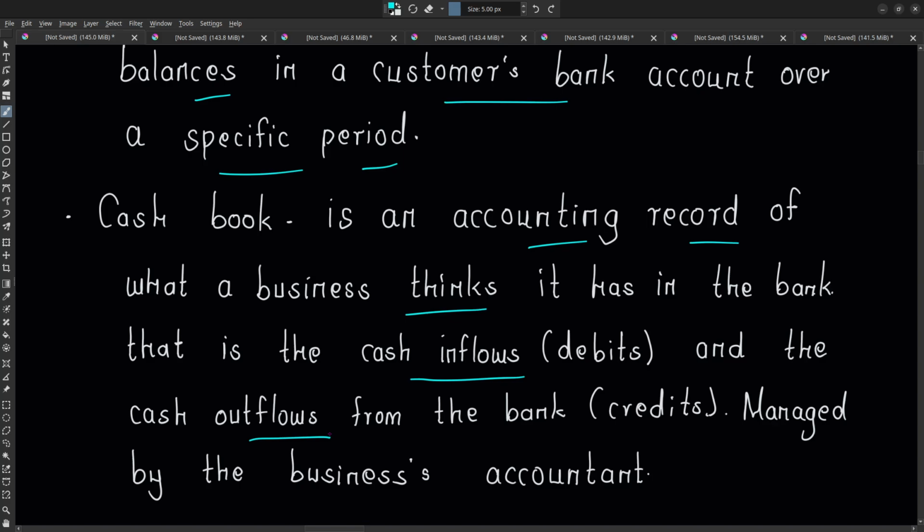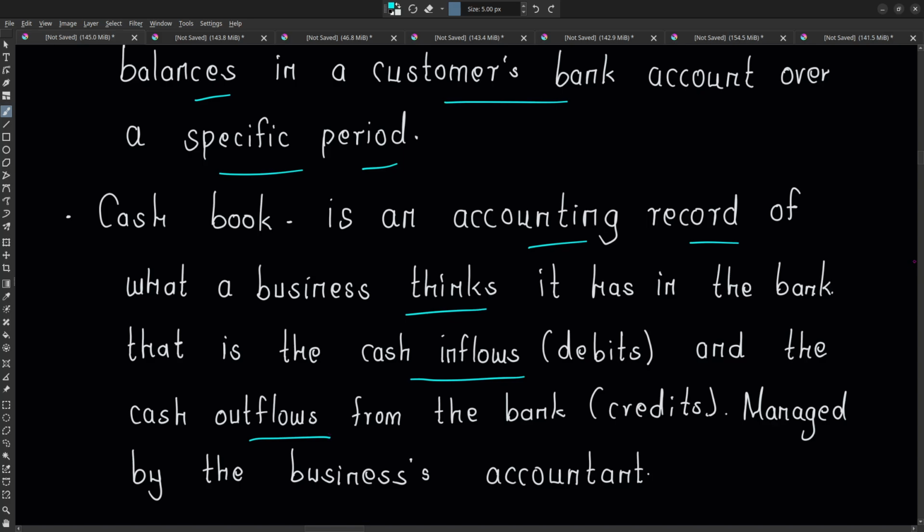Remember, we usually record all the transactions passing through a cash account. When we want to show there is money coming into the business, we debit the cash account. And when we want to show there is a decrease to a cash account, we credit. So the cash inflows are the debits, the cash outflows are the credits. The cash book is where we maintain the day-to-day transactions as we recognize them when they are happening.